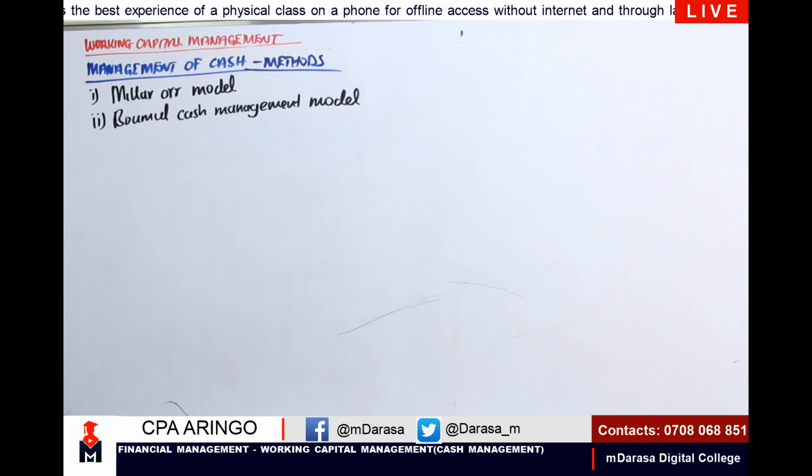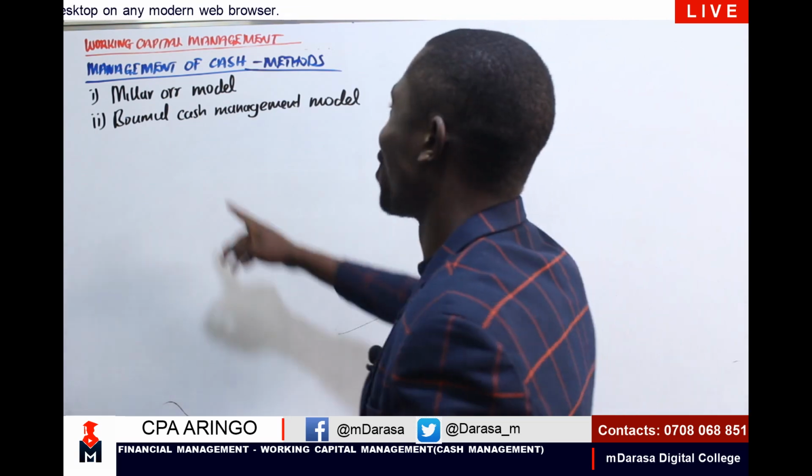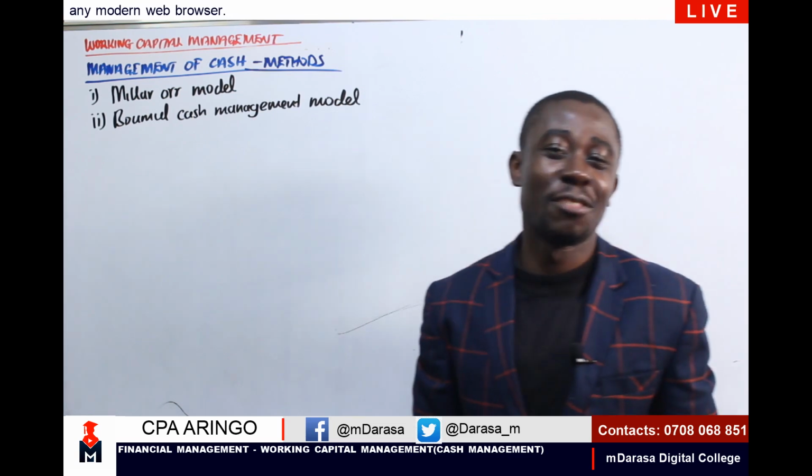You'll find that one will ask probably where do you normally come up with such names. This model was named after Merton Miller and Daniel Orr. So that's why we are terming it as Miller-Orr. Some people pronounce this as "or".